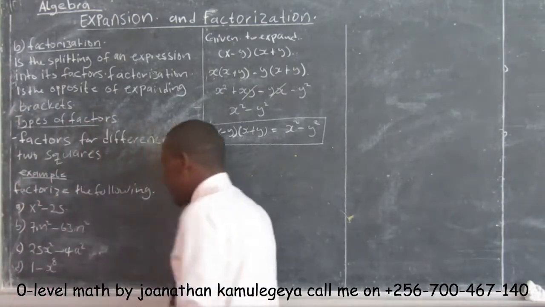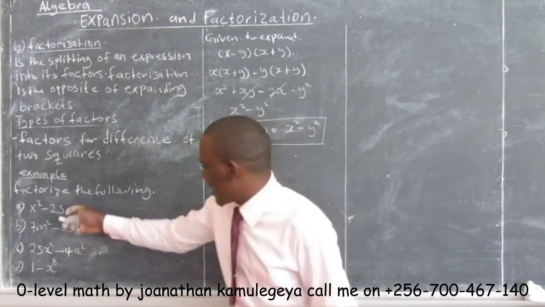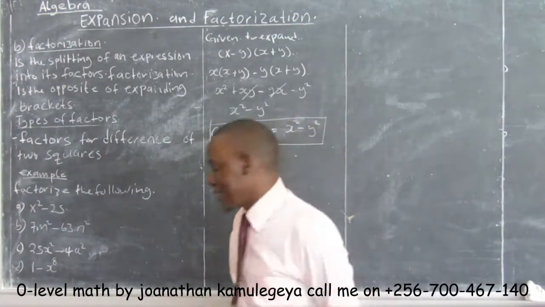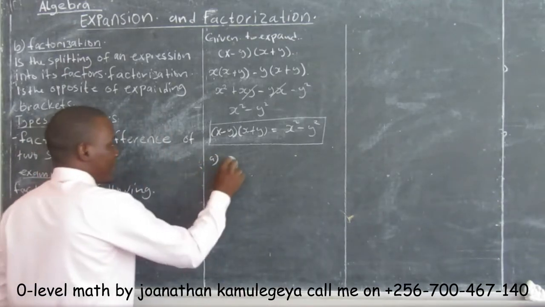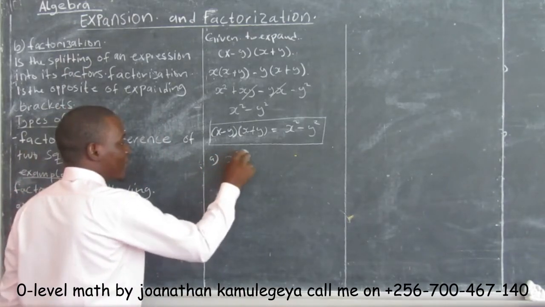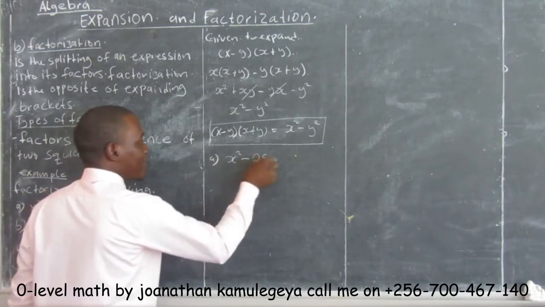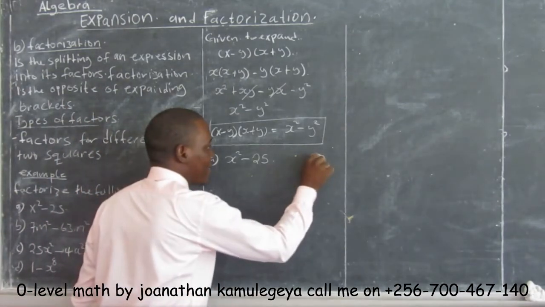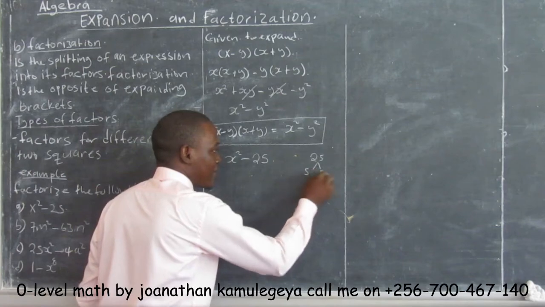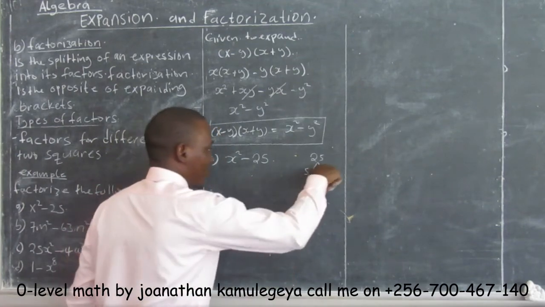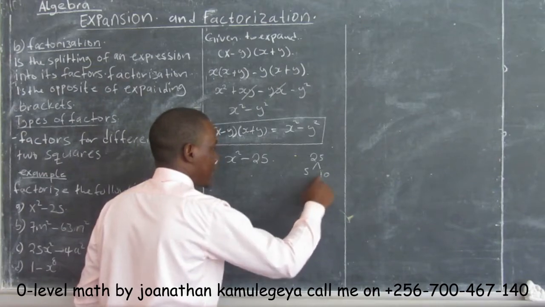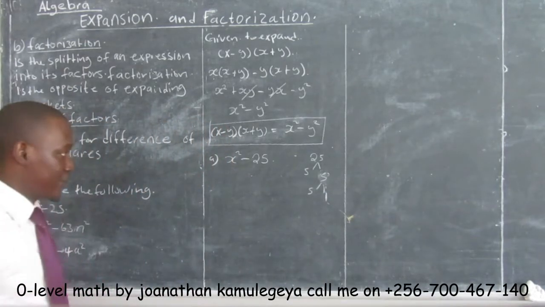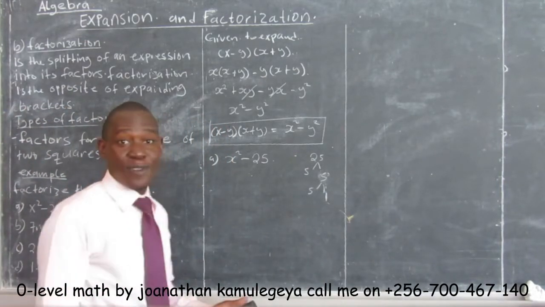Now, let's look at how we can factorize such expressions. In this case, they want us to factorize x squared minus 25. Here we shall say part A: they want us to factorize x squared minus 25. We know very well that 25 divided by 5 is going to give us 5, and 5 divided by 5 is going to give us 1. Is it okay? Meaning that 25 is the same as 5 squared.